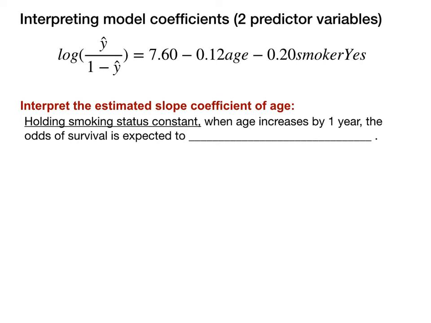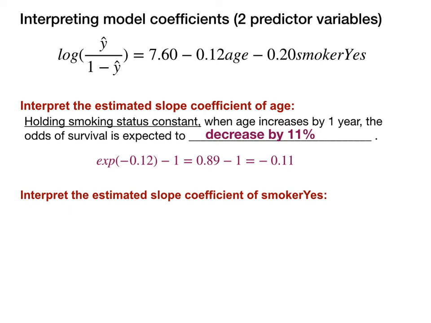Think about how you would interpret this. You can stop the video here and then come back when you have the answer. So this is the answer. We can take the exponential of the coefficient for age, minus 0.12, and then minus 1. So it will be decreasing by 11%. Did you get the correct answer?